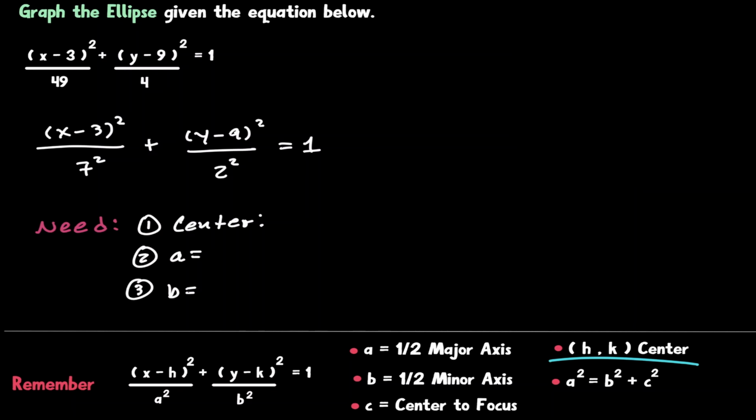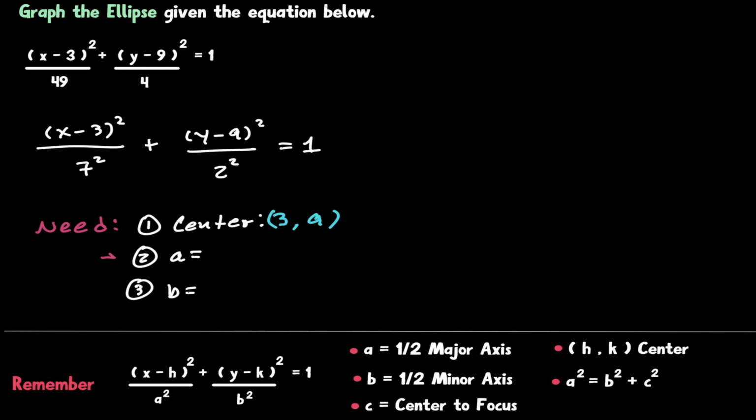When it comes to the center, we use the parameters h and k, where h is the value that we are subtracting in x, which in this case is 3, and k is the value that we are subtracting in y, which in this case is 9. So we have our center at (3, 9).